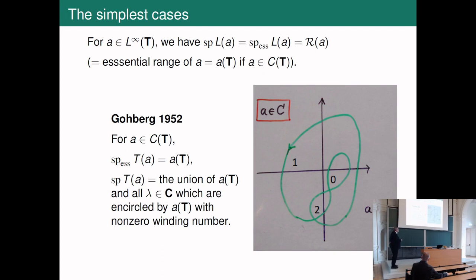Then the essential spectrum is simply the range of A, in this case the green curve. And the spectrum is the union of this green curve and of all lambda in the plane which are encircled by this curve with non-zero winding number. Here the winding number is 1, this belongs to the spectrum. Here the winding number is 2, belongs to the spectrum. Winding number is 0, and outside it is also 0. So you see what the spectrum and the essential spectrum is.